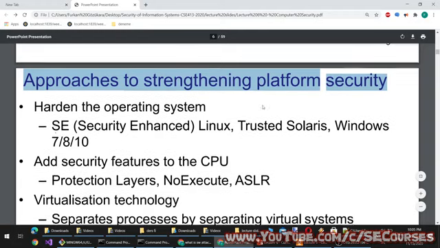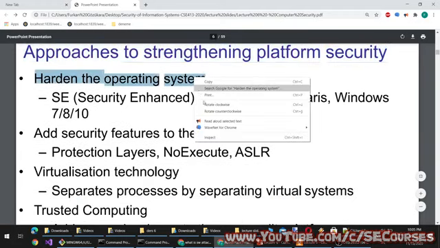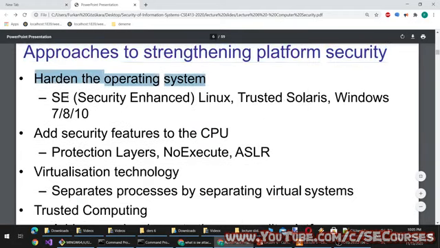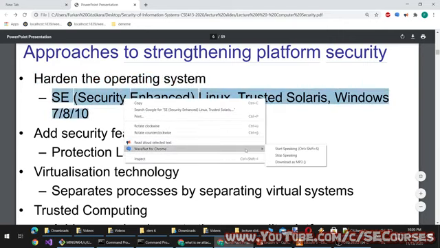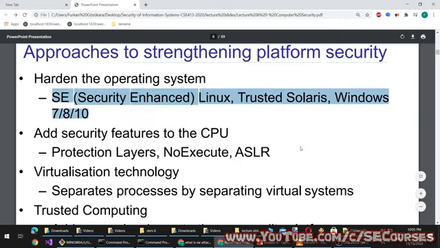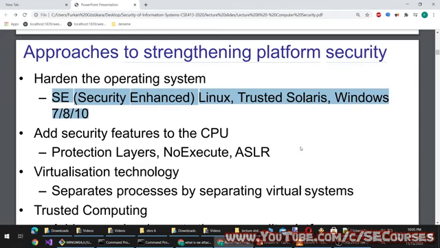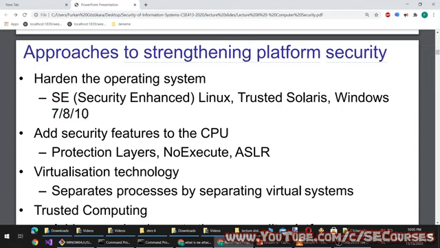Approaches to strengthening platform security. Harden the operating system: SE Security Enhanced Linux, Trusted Solaris, Windows 7, 8 and 10. Okay. So with Windows 7, Microsoft started to improve their platform security. Of course, it is the best at the moment with Windows 10.